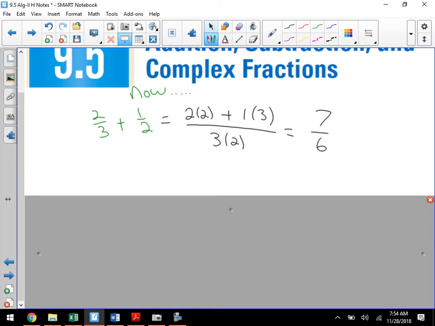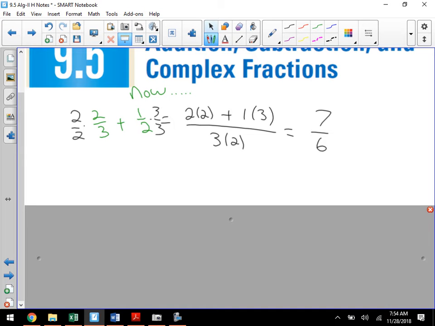Are you doing the multiply this one by 2/2 and this one by 3/3? Isn't that the same thing? The reason why I'm showing it this way is because as we get into terms, it's easier to see what things are missing. But you're not doing it wrong. You're not doing it wrong at all.